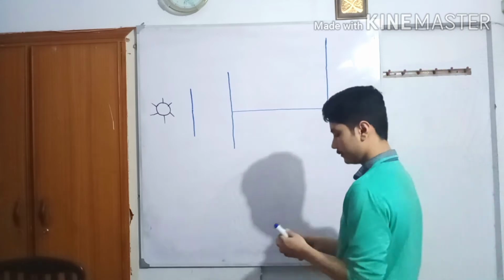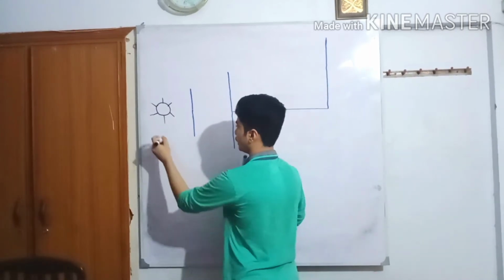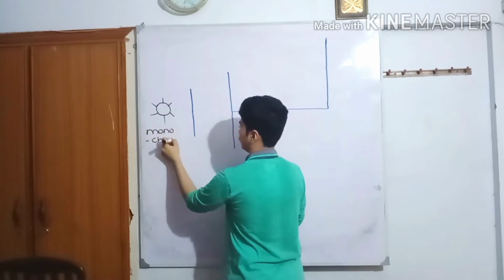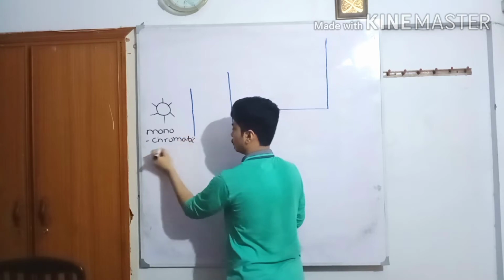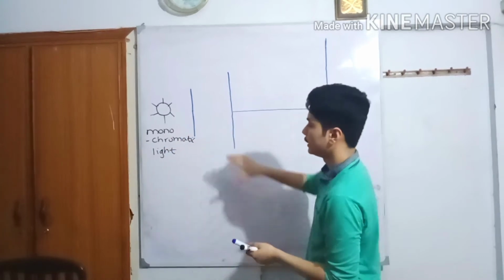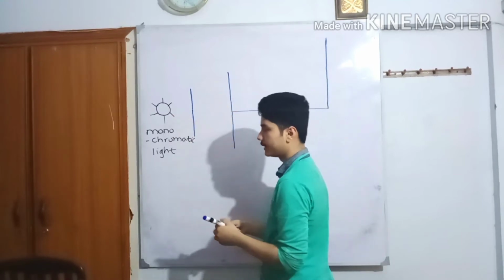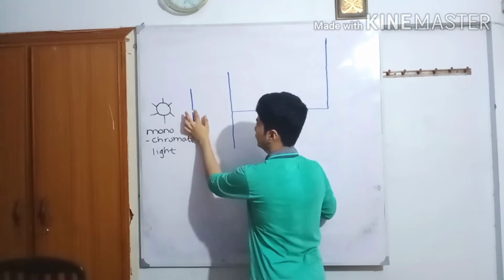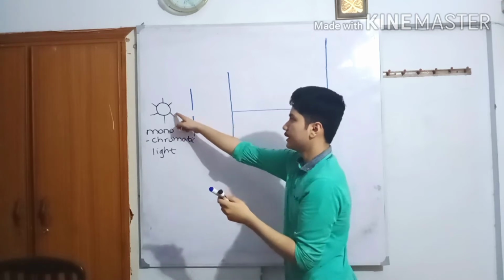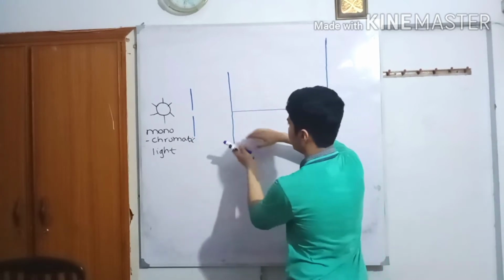Now here, what he did is he took a monochromatic light as a source, and then he placed a glass in front of the monochromatic light and made a single slit in it. The light is allowed to pass through this single slit.